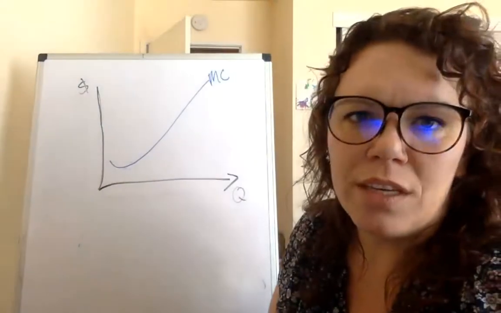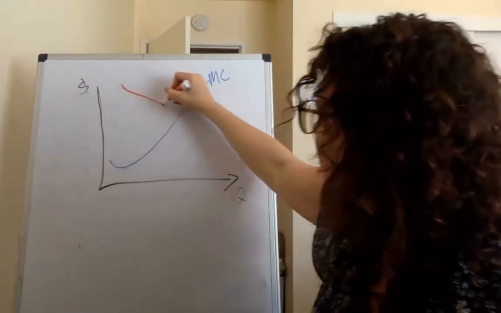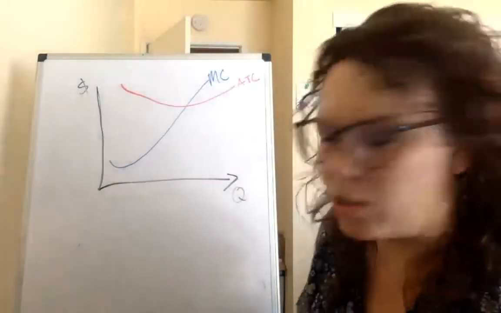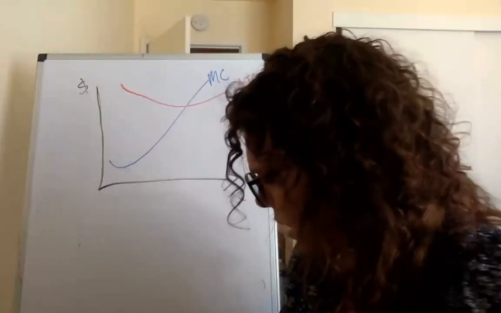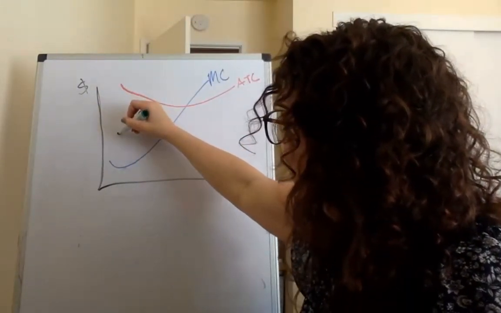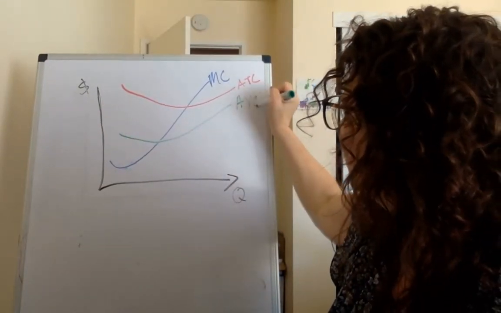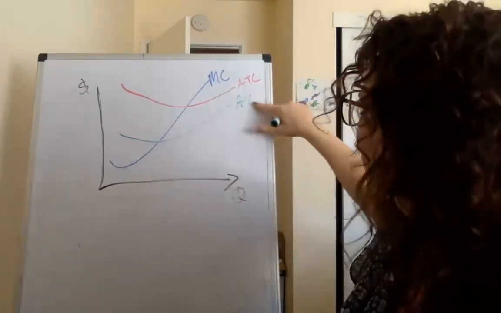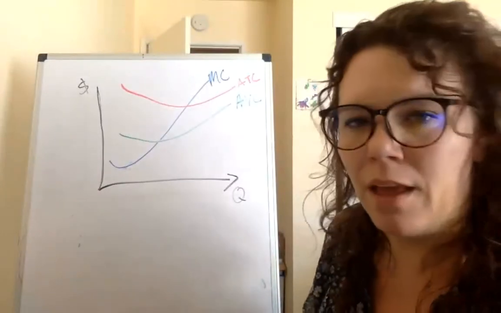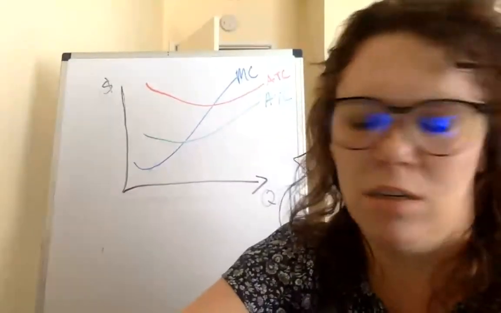And then we can assume that our firm is also going to have an average total cost curve, which crosses marginal cost at its minimum, and an average variable cost curve, which is going to be a little bit lower and approach average total cost in the long run. Right? And then what we want to do is get a little bit closer there.